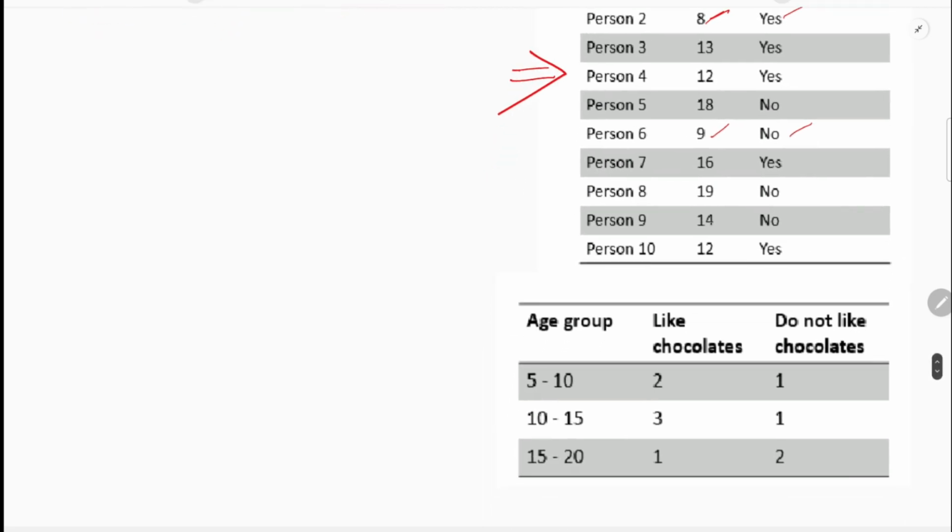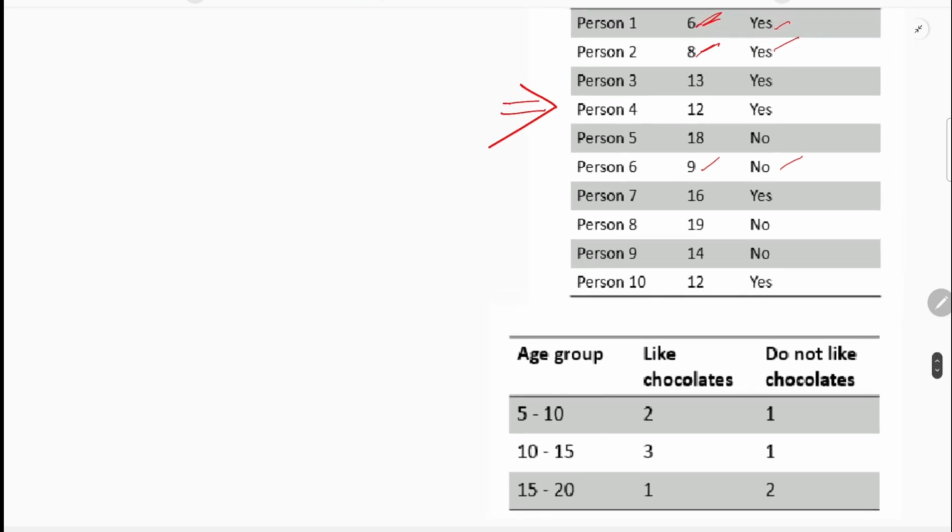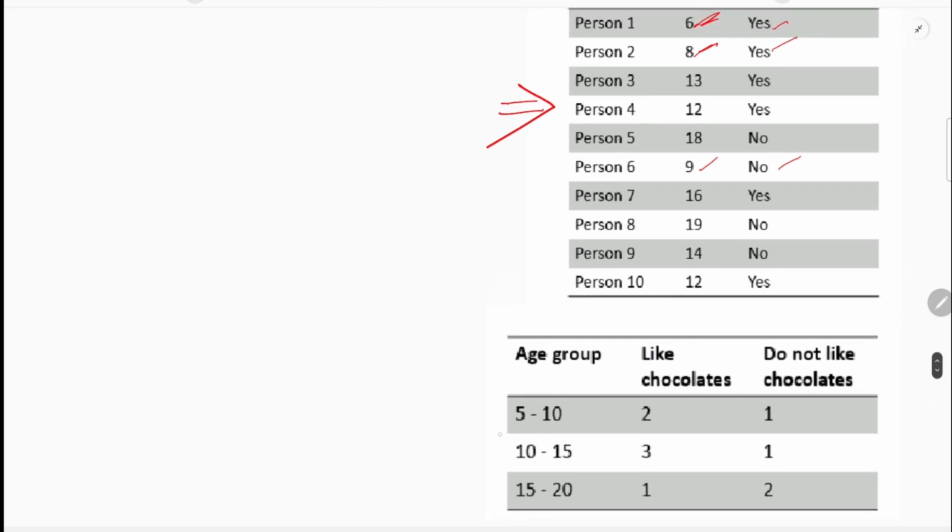So if you break it down into age categories, for 5 to 10, 2 like chocolate and 1 doesn't like chocolate, and 10 to 15, 3 like chocolate and 1 doesn't like chocolate, and 15 to 20, 1 likes chocolate and 2 don't like chocolate. Okay, and the table you have plotted like this.